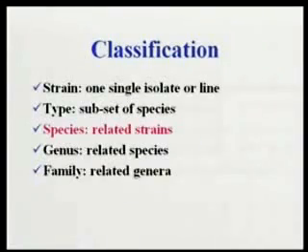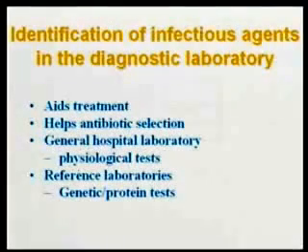Okay, so that's classification. Now, identification of infectious diseases in a diagnostic laboratory is an applied area. It is not basic research. It is an applied area designed for a particular purpose, to give you information about your patient, and preferably as quickly and accurately as possible.